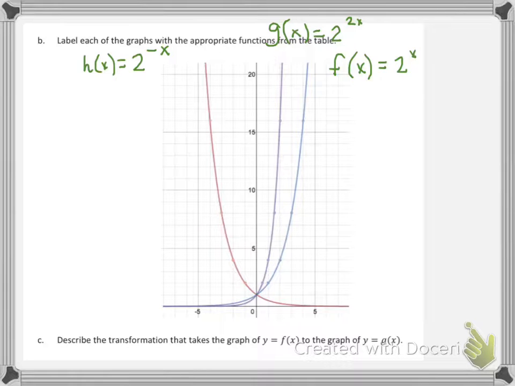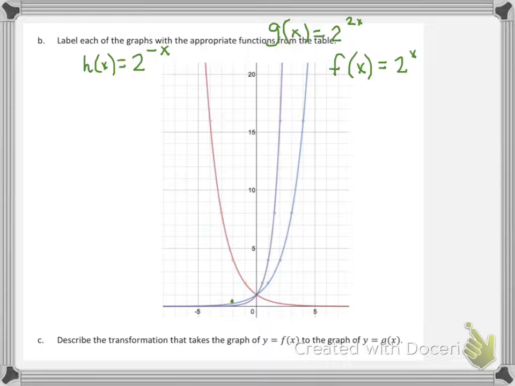So I'm going to check the f of x and see if that blue line is indeed f of x. So our first value of x is a negative 2. So if I go left 2, my y value would be a positive 1/4. Well, 2 and 1/4, somewhere there.